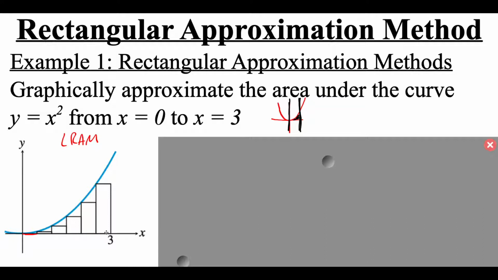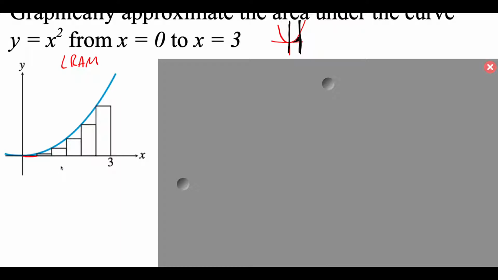And each one of those rectangles has a specific width and has a specific height. And if we know the width and the height of that rectangle, then we can calculate each area individually and then add up all those areas. Now, because we're doing 6 subintervals going from 0 to 3, that means that the width of each one of these rectangles is going to be a half. So this width is a half, this width is a half, this one's a half. All of these rectangles have a width of 1/2.